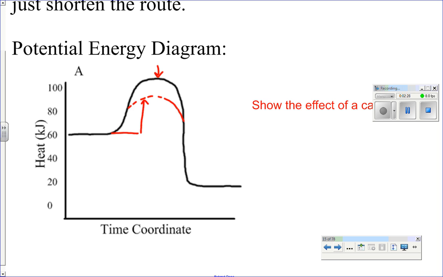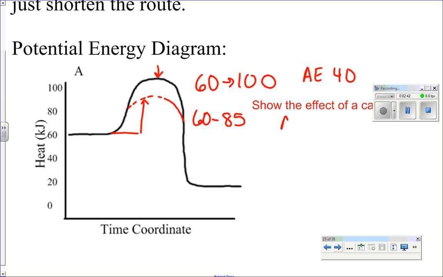If our original activation energy, we were going from 60 up to 100, if our original activation energy was 40, our activation energy now, if we're going up from about 60 to 85, is now only going to be 25. That's less energy. However, it's important to note, we started in the same place, we ended in the same place, and our delta H in this reaction is still going to be the same. It's still going to be 20 minus 60, or negative 40.